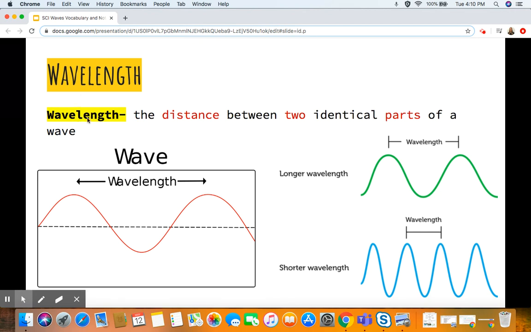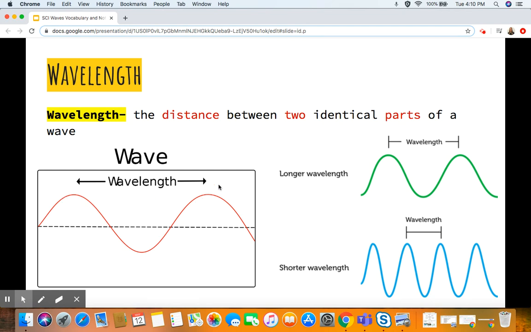So wavelength is the distance between two identical parts of a wave. Here you can see that the arrow starts here at the crest and is going to the next crest. So from one crest to the next crest would be one wavelength.